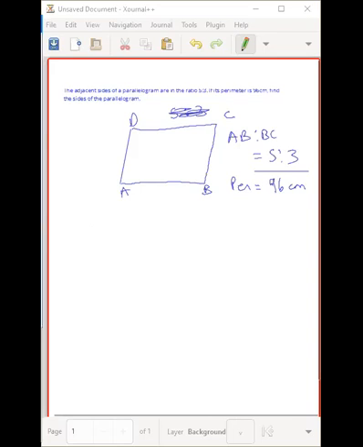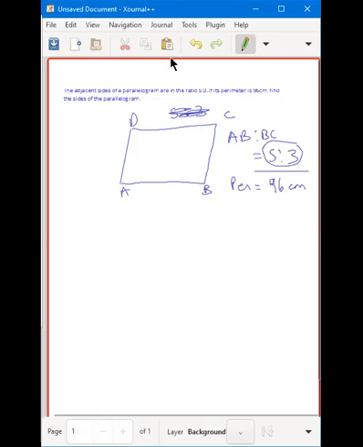Aryan, unmute yourself. Yes, sir. Tell me, what do we do? Whenever sides are given in the ratio of something is to something, what do we note over there? The first thing, we always take the sides to be 5x and 3x. Right? Yes, sir.